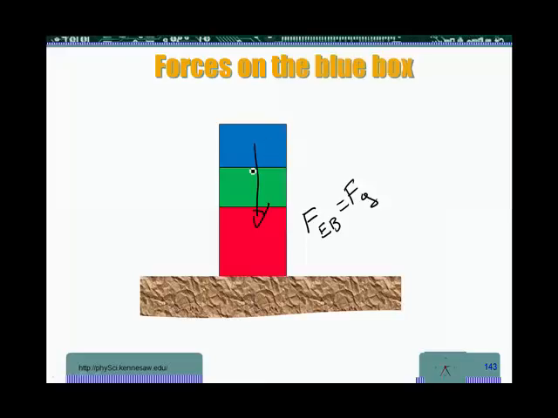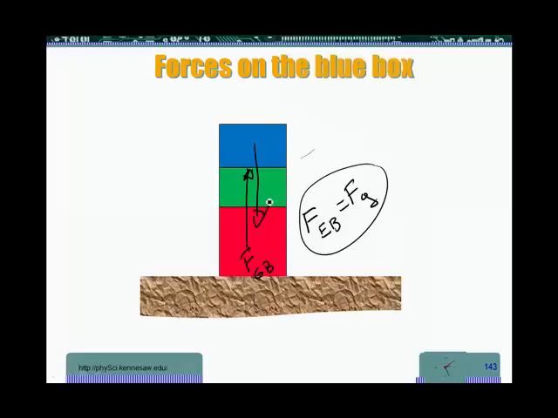That normal force, we know it has to balance this force. How do we know that it has to balance it? Because this box is not accelerating. If it is not accelerating, the forces acting on it should be balanced. So in this case, what that means, we have a force of the green on the blue box. That's going to be equal in size to this one.